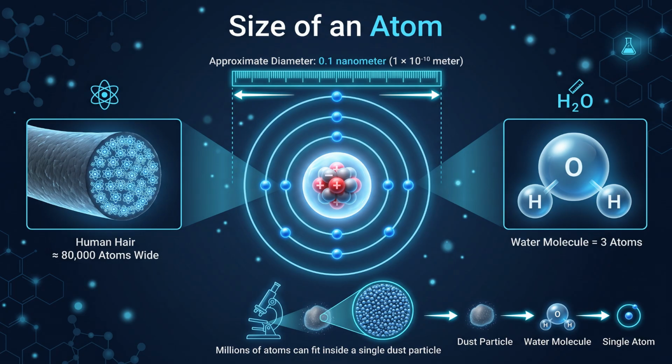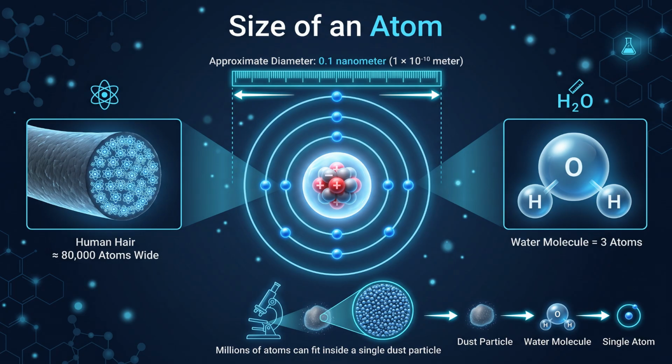Dust particles and molecules. Moving to the bottom section, we see a microscope looking at a simple speck of dust. The graphic shows a clear progression of scale from right to left. A single dust particle is gigantic compared to molecules, holding literally millions of atoms inside. If we look at the water molecule panel on the right, it reminds us that molecules are built by connecting these incredibly tiny atoms together.